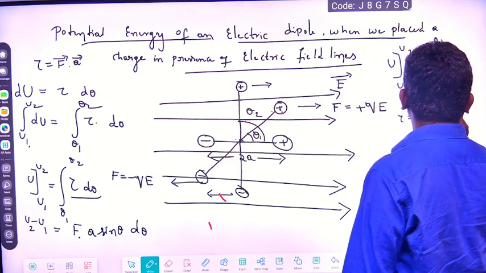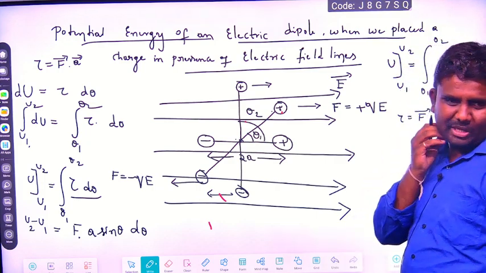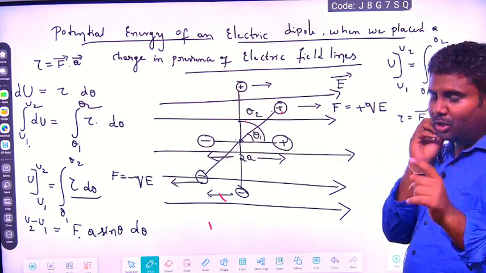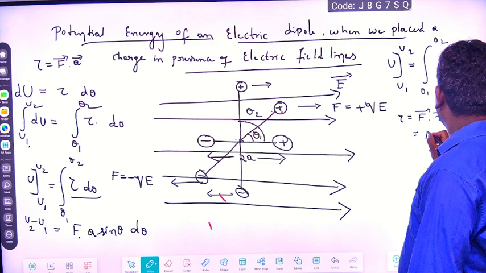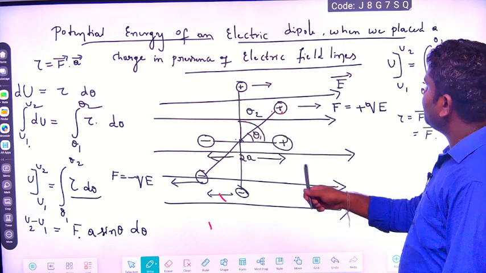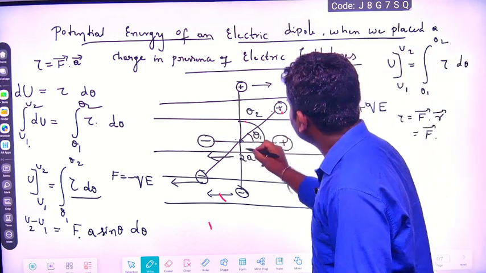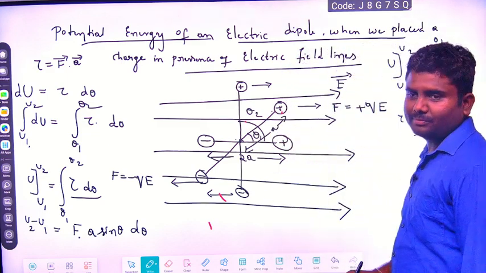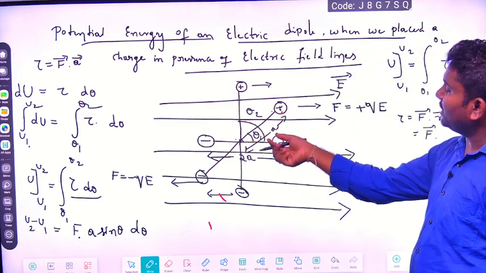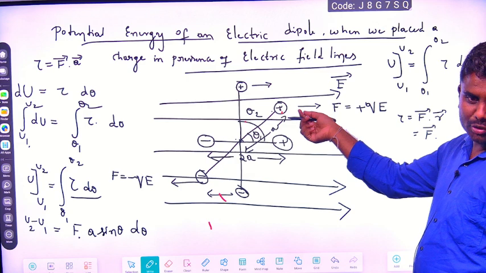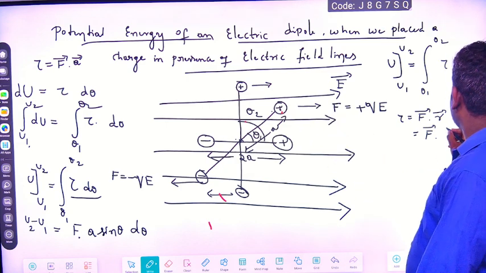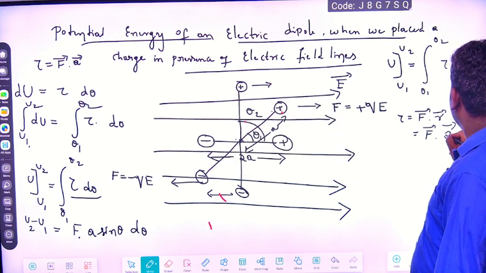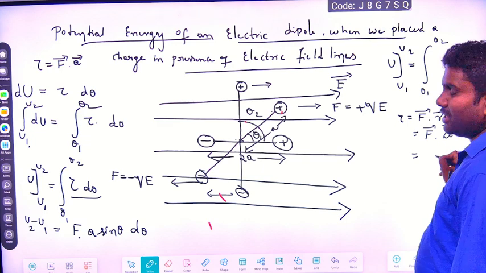Force into displacement is torque. But what is the displacement here? The distance between the center and the charge, A. The distance from the center of the torque to the charge, A. So that is F vector dot A vector. Now, what is F vector dot A vector?